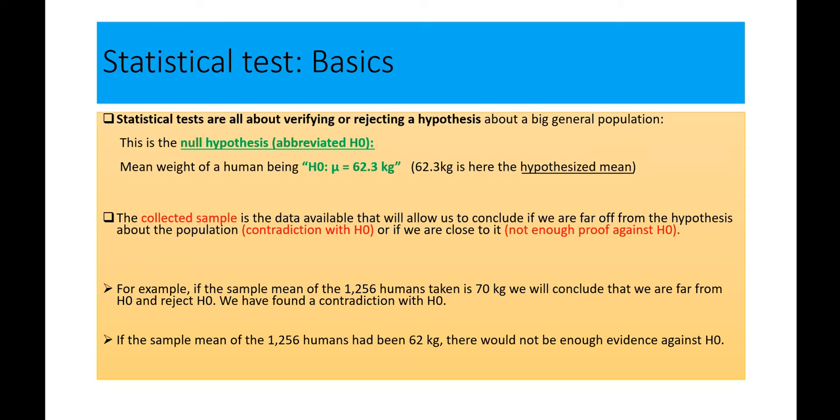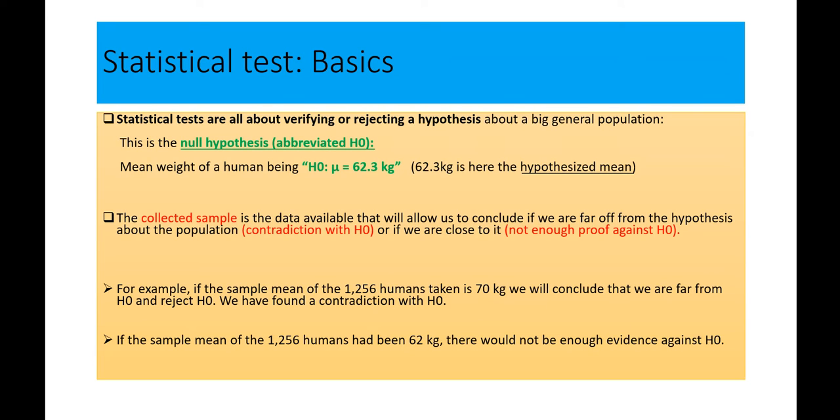You need to pick up the sample and from that sample either reject that null hypothesis because you have found a contradiction. You have found a mean m, Latin letter because it's the sample, that's what you can really have, of 70 kilograms, so you conclude that you are far from H0. You have found a contradiction with H0. If the sample mean had been 62 kilograms, which is close to the hypothesized mean of your null hypothesis, there would not be enough evidence against H0. In that case you would not reject H0.